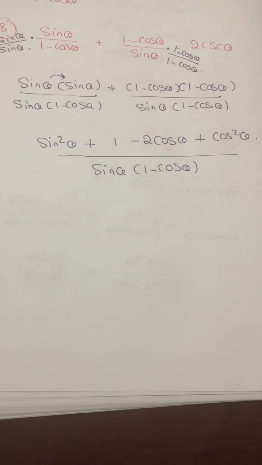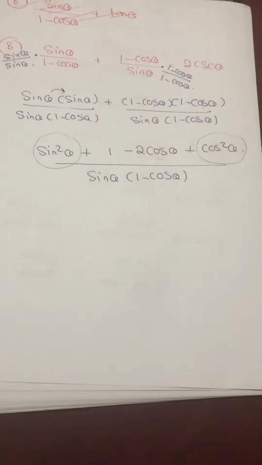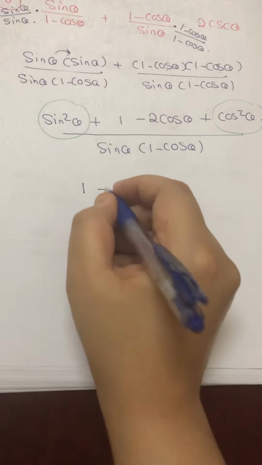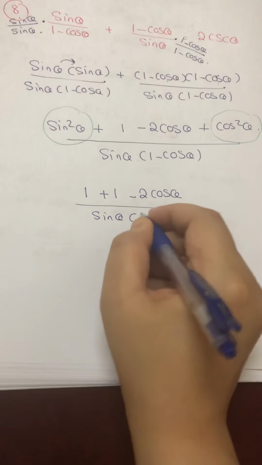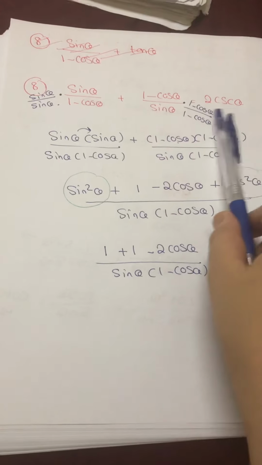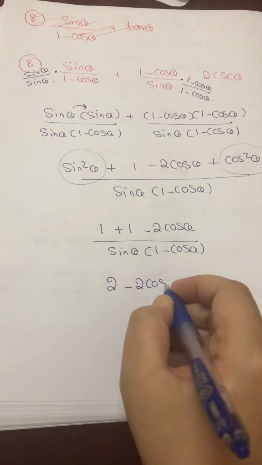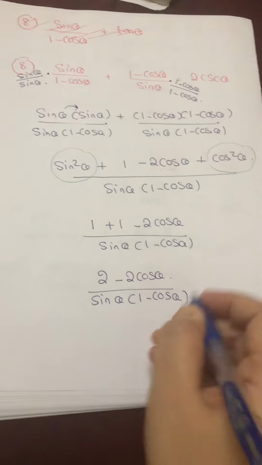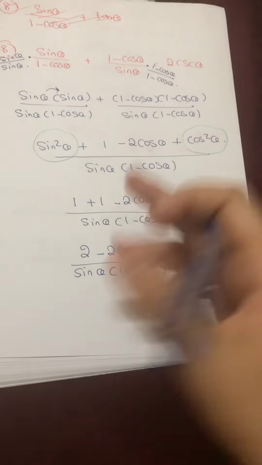So what are you observing? Yeah, you're observing this plus this is a Pythagorean identity, the very famous one, that is 1. So now I have 1 plus 1 minus 2 cosine theta all over sine theta times 1 minus cosine theta. You have to keep your eye on the answer. The answer is 2 cosec theta. Okay, so now I have 2 minus 2 cosine theta all over. You're observing, taking a greatest common factor 2 in the numerator, because that will end up the question for me.